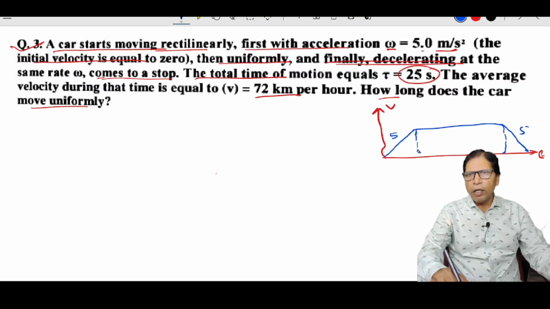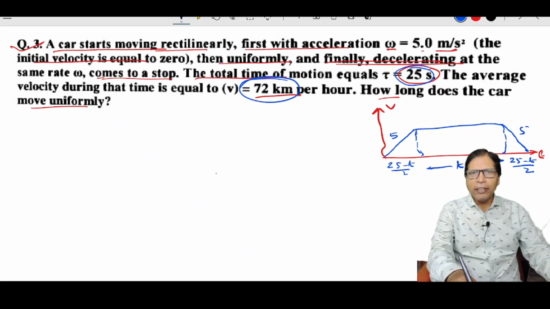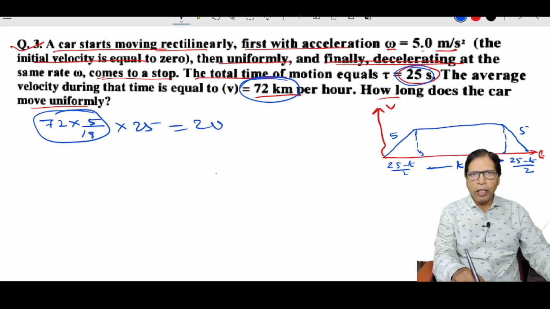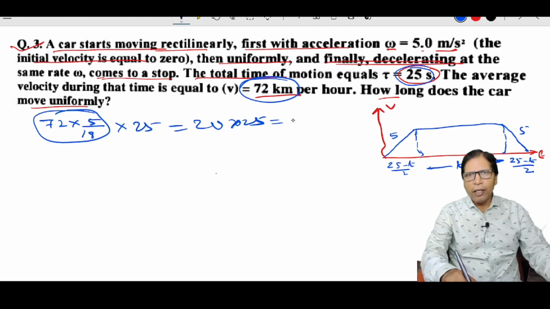If time of uniform motion is t, then time of retardation plus time of acceleration is equal to 25 minus t. So time of acceleration is (25 minus t) by 2, and time of retardation is also (25 minus t) by 2. Now total distance covered is average speed into time. Average speed is 72 kilometer per hour into 5 by 18, so this is converted to meter per second. This is the average speed and this is the time 25, so 20 into 25 is 500.